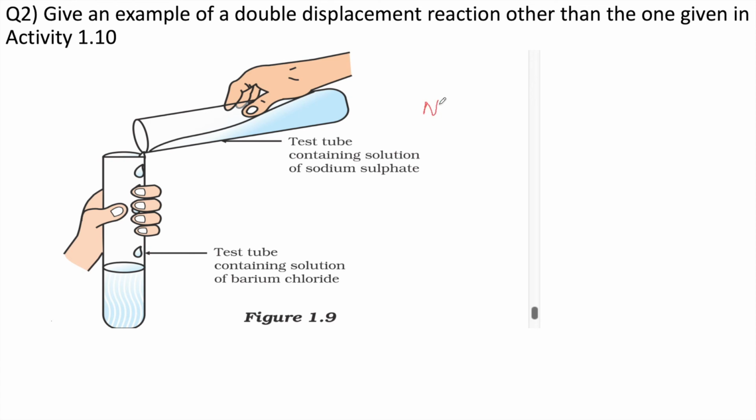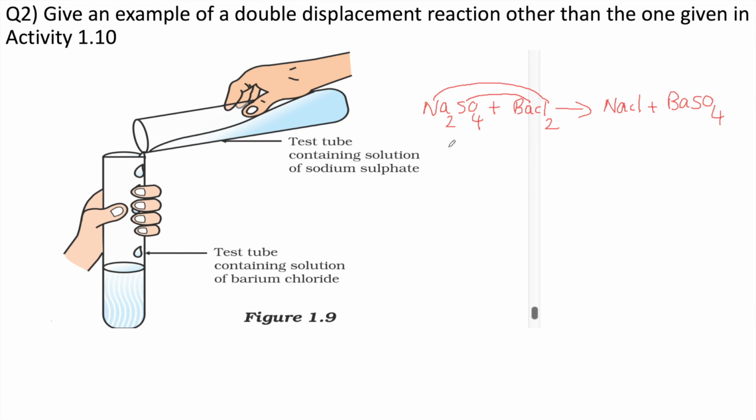Na2SO4. And barium chloride it is BaCl2. The products are here NaCl plus BaSO4. So exchange of two ions is happening here. Na and Cl combine to form NaCl and barium and sulfate ions combine to form barium sulfate. So in this question they are asking we have to write some other reaction like this.